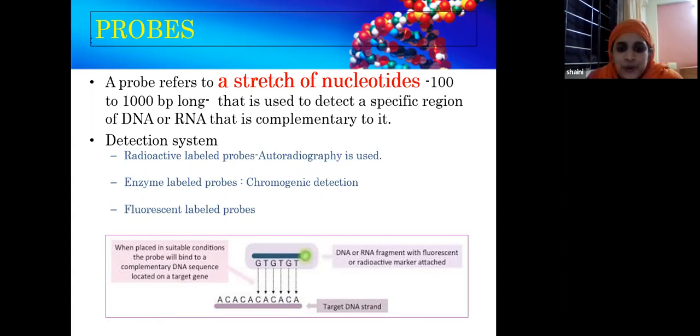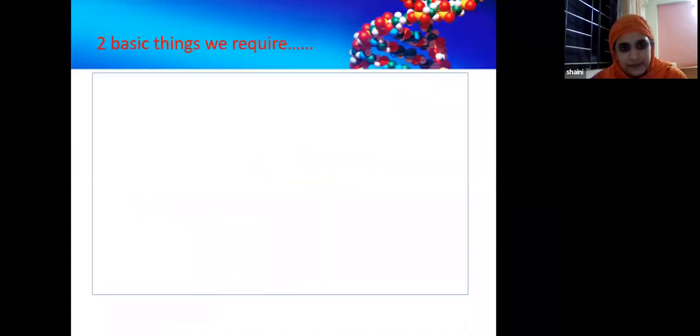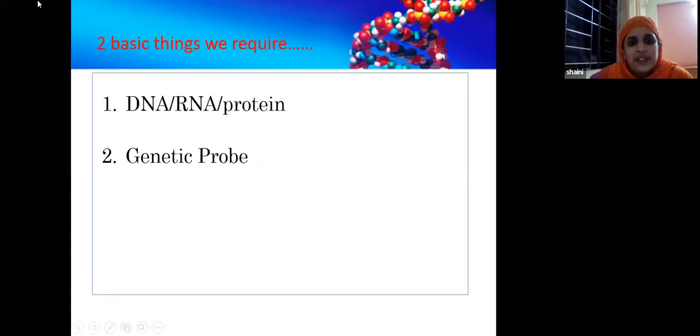Is it clear as to what a probe is? A probe is just a stretch of nucleotides. When we put it from outside into the test sample, if it goes and binds, it shows a reaction, either a color reaction, a fluorescence reaction, or a radiographic reaction. So now we know that the two basic components of the test are the DNA, RNA or protein, and the genetic probe.